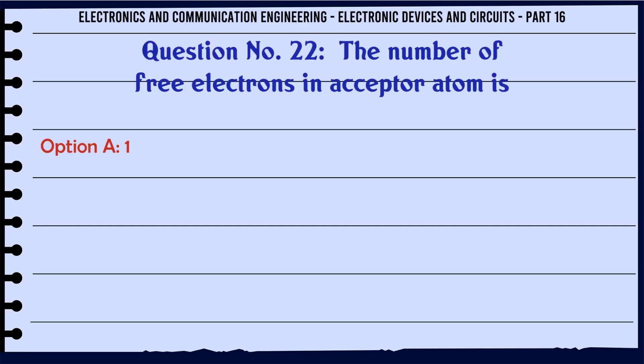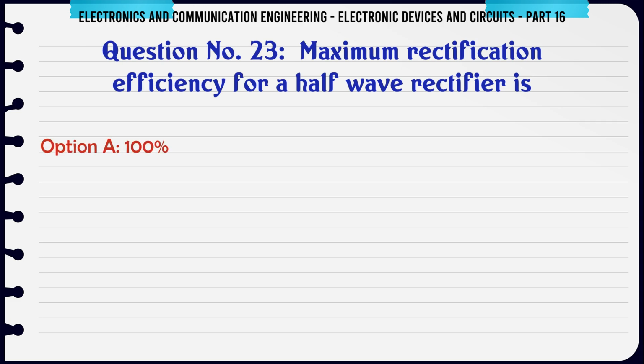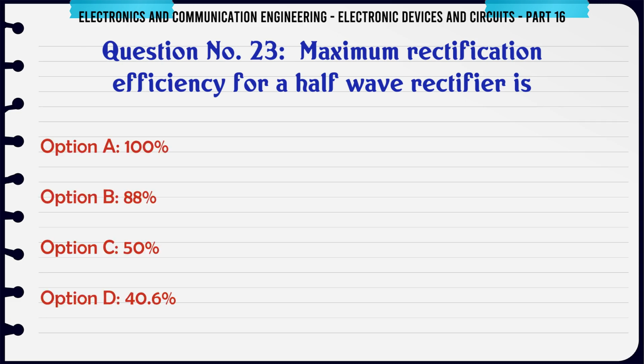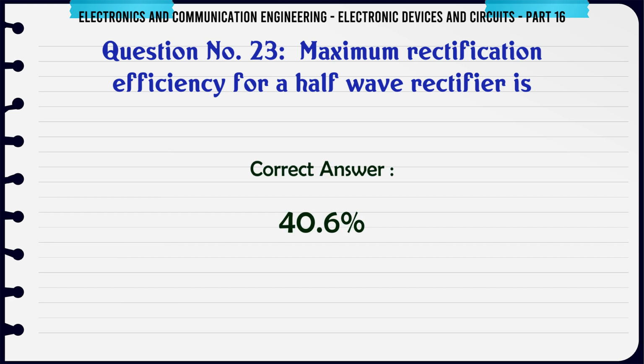The number of free electrons in acceptor atom is: A. 1. B. 2. C. 3. D. 4. The correct answer is 3. Maximum rectification efficiency for a half-wave rectifier is: A. 100. B. 88. C. 50. D. 40.6. The correct answer is 40.6.